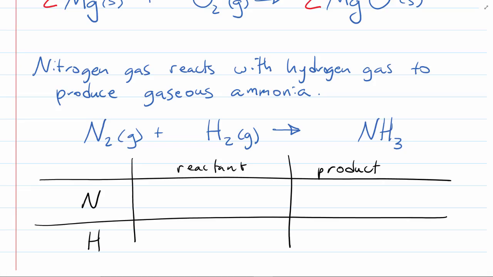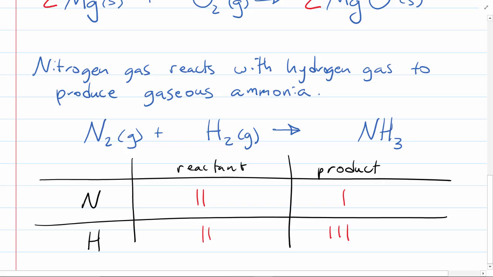Before you even begin balancing, you can go through and count the number of nitrogens and hydrogens on each side. We look at this one: how many nitrogens? 2. How many hydrogens? 2. On the product side, how many nitrogens? 1. And how many hydrogens? 3. So you can make some tallies, some marks like this.